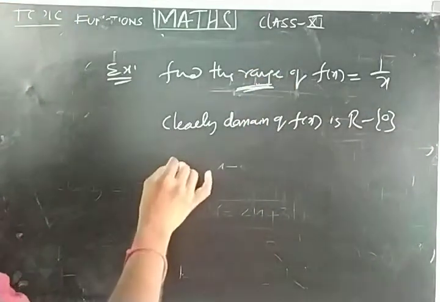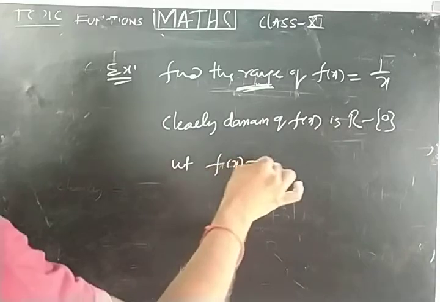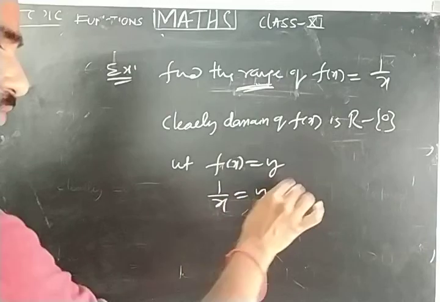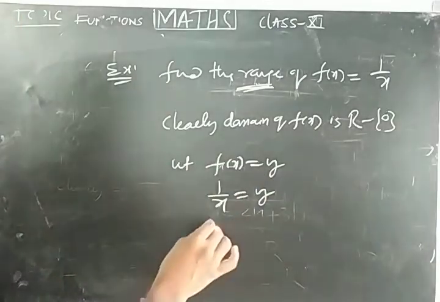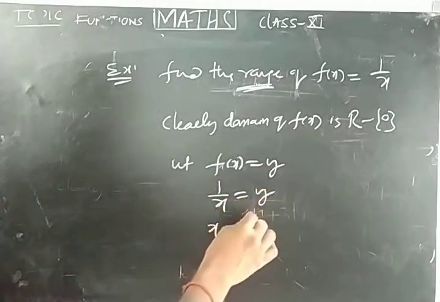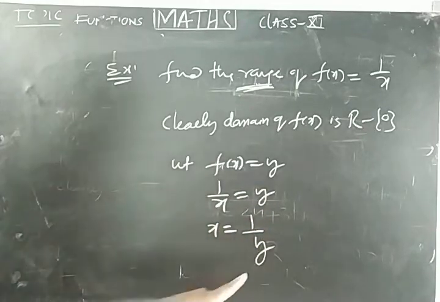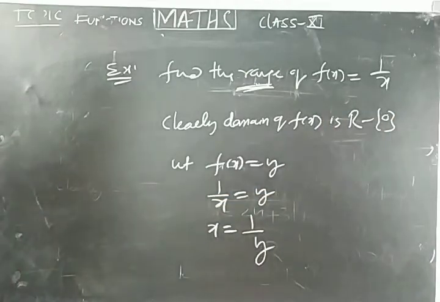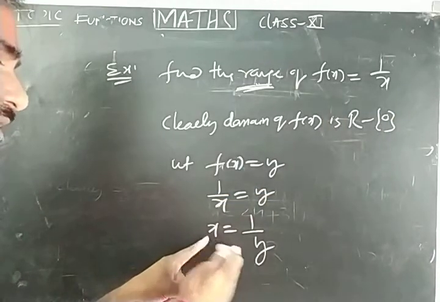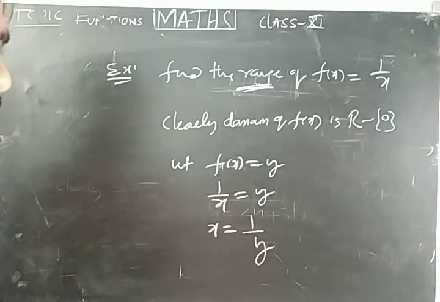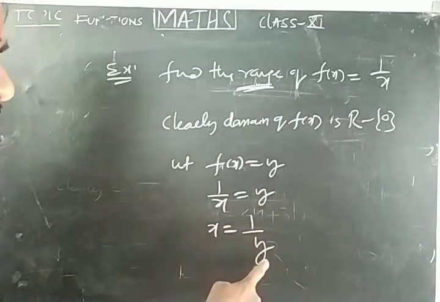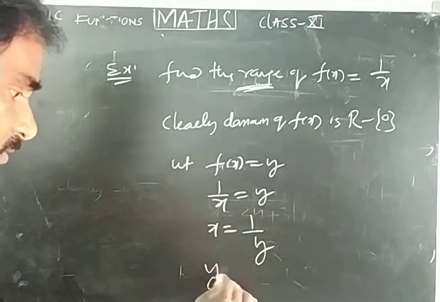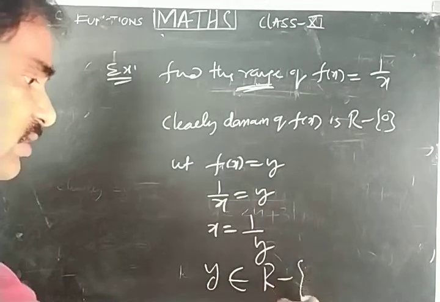What I said, how to find the range? Take f of x as y. Substitute 1 by x equal to y and express x in terms of y. So x equals, by reciprocal, 1 by y. For what values of y? Here what is x? x is all real numbers except 0. So for what values of y will x be defined? All real numbers except 0. That means y should belong to R minus 0.